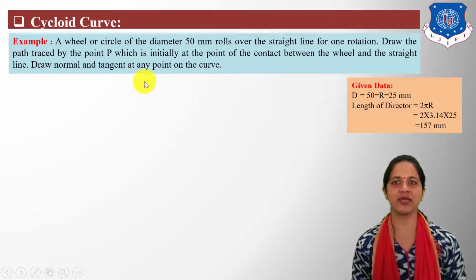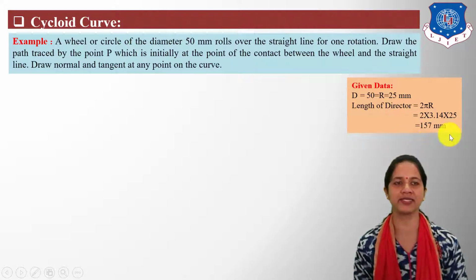First, list out given data. Diameter of wheel or circle is given 50 mm. So, radius R is equal to 25 mm. Length of director is equal to circumference of rolling circle, 2 pi r, is equal to 2 into, put the value of pi is 3.14, into r 25 mm. So, the length of director is equal to 157 mm.